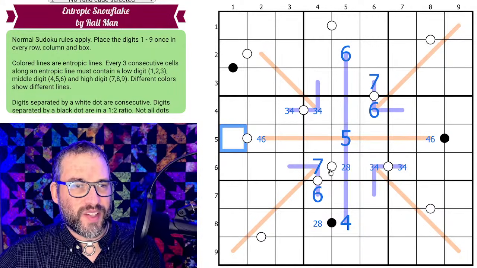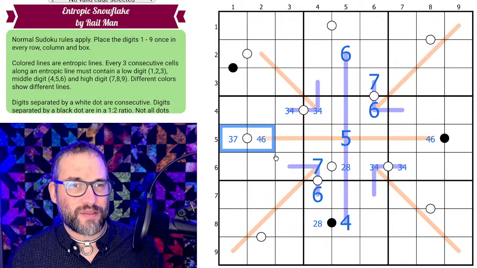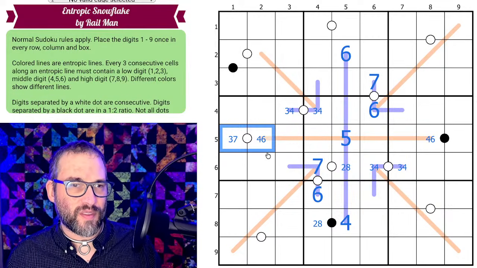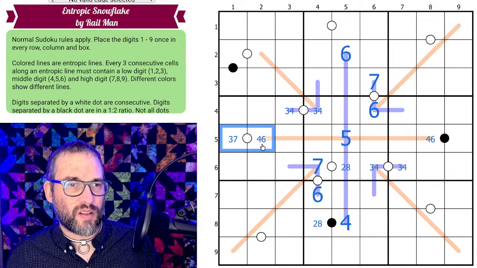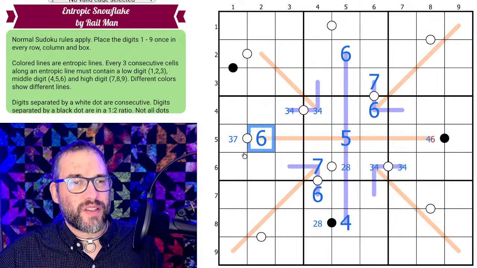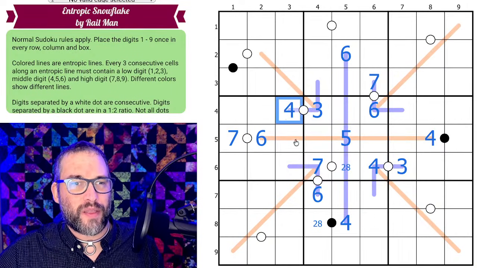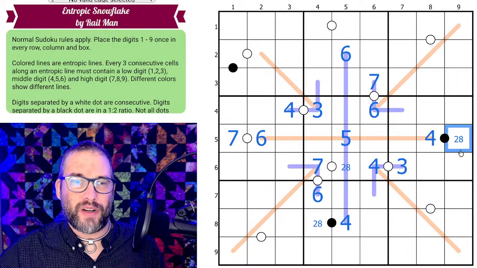As Laura points out, this can't be a 5, so it goes outwards, 3 or 7. This just can't be 3, 4, though. So this is 6, 7. So that's a 4, that's a 3, that's a 4, that's a 3, that's a 4. This is a 2 or an 8.